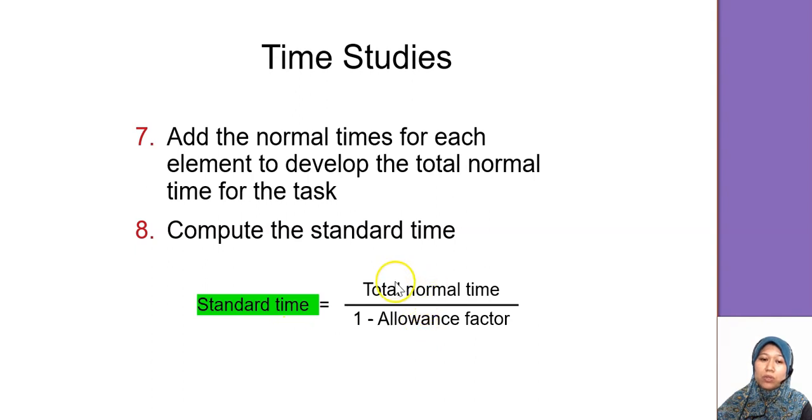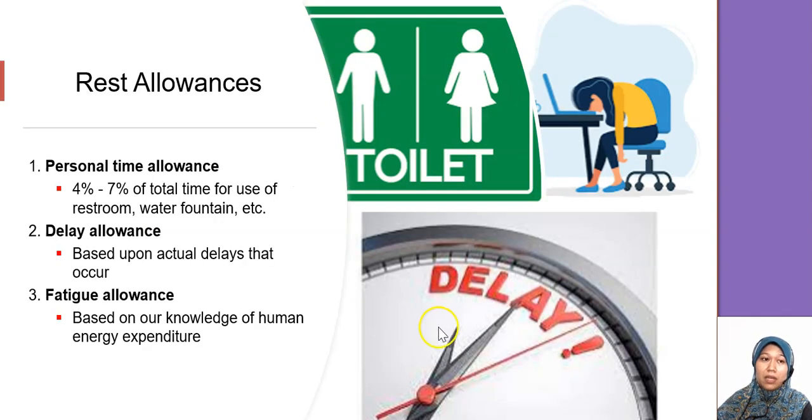So the formula is total normal time, from this number 7, and you divide by 1 minus the allowance factor. Allowance factor is given. Allowance factor involves the rest allowance. We are human beings, we are not machines, so we need time for a break, for the restroom, for the water fountain. So we need 4% to 7%.